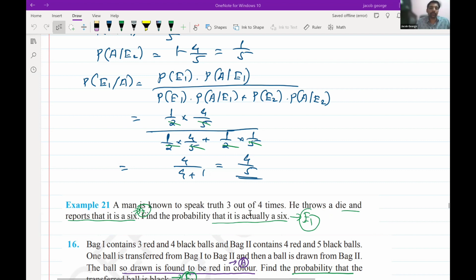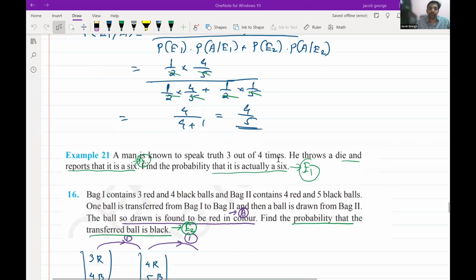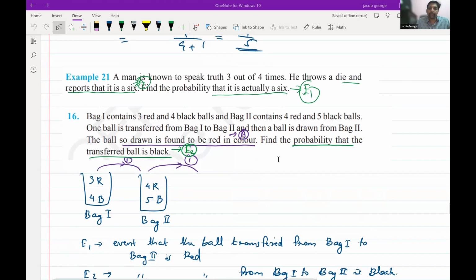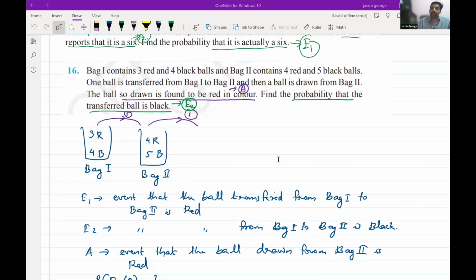The same way you have to try that example 21. Yes. So example 21 and the MCQ, the last question of 13.3, are the same. Then one more question we have to discuss, which is also frequently asked, from the miscellaneous exercise. This is also a very important question. Question number 16 of the miscellaneous exercise.